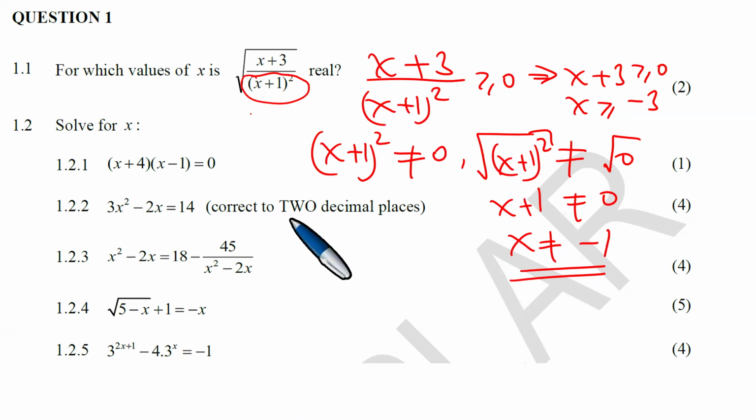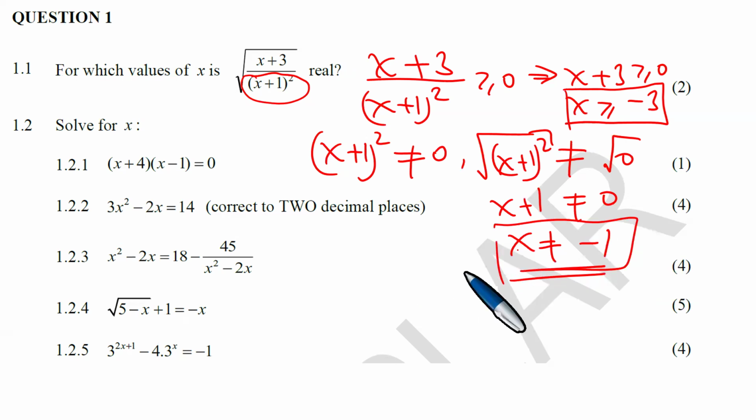So either way, we actually have two conditions. x must be bigger than or equal to minus 3, and x is not minus 1. And these are the two conditions for which this is real. Next question.